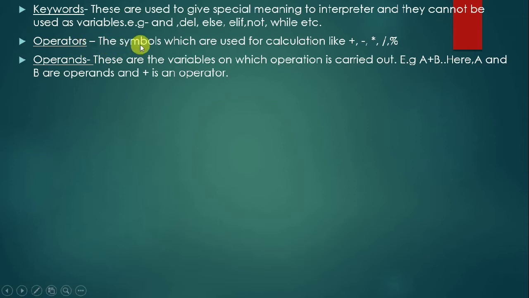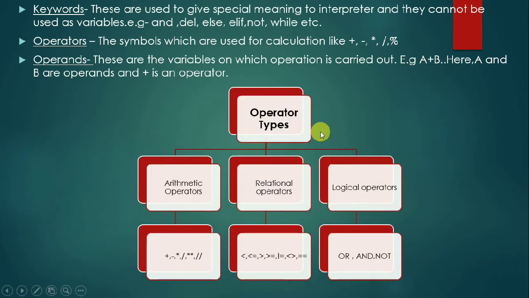Next we have operators. Operators are the symbols which are used for calculation like plus, minus, multiply, divide and modulus. Operands are the variables on which the operation is carried out. For example, if I say a plus b, here a and b are the operands and the plus sign is an operator. Next we have types of operators: arithmetic, relational and logical.